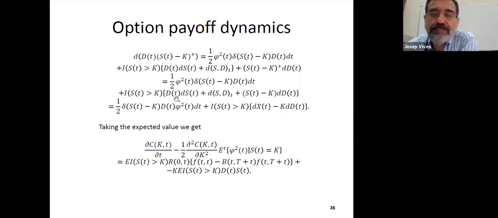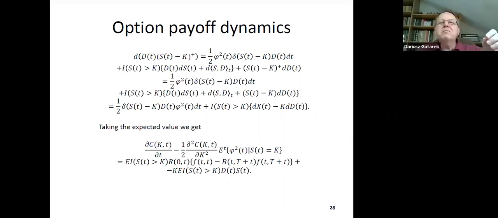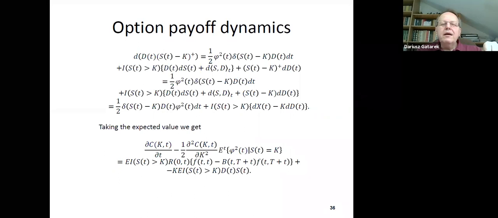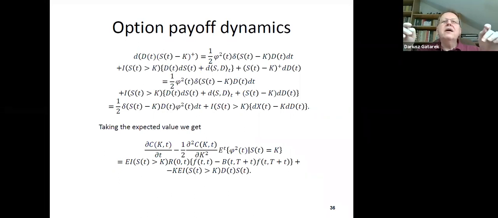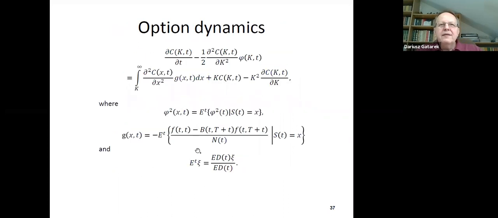So exactly the same procedure as for equity DPR. Then we take expected value and get the following formula.